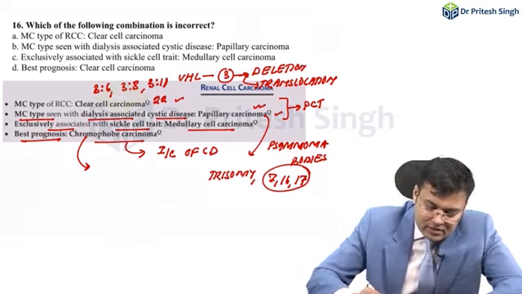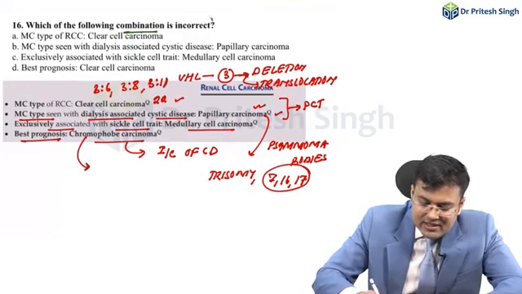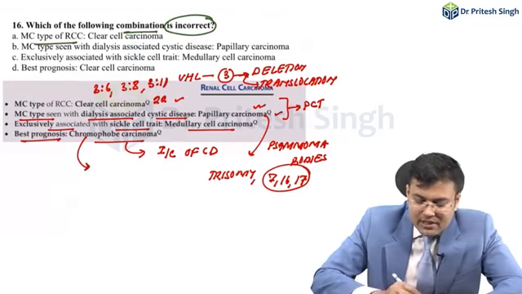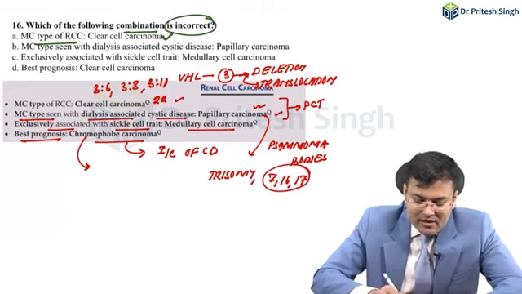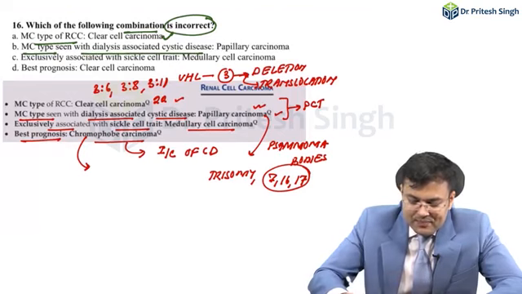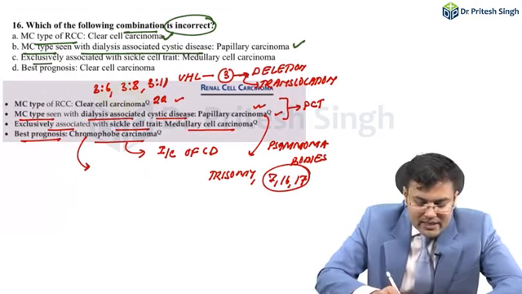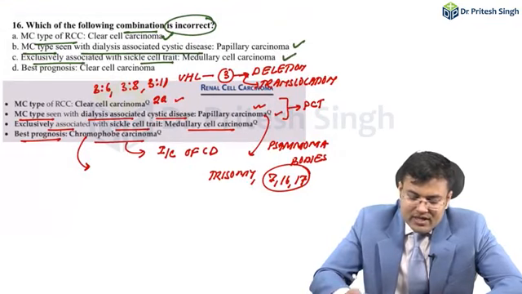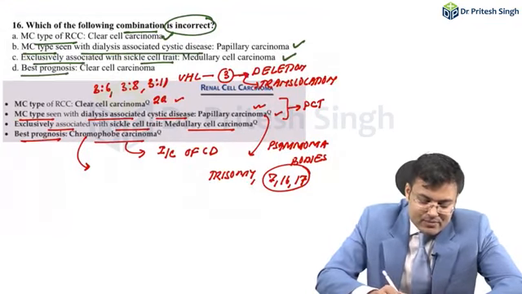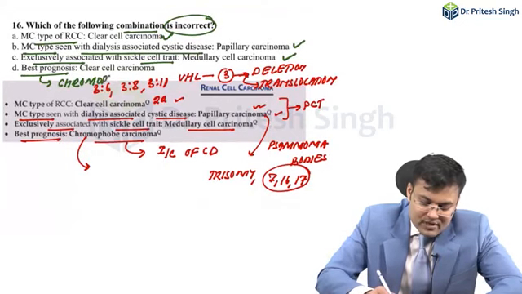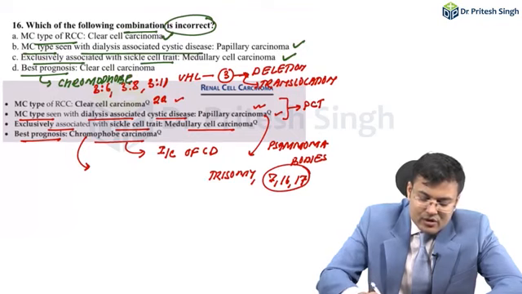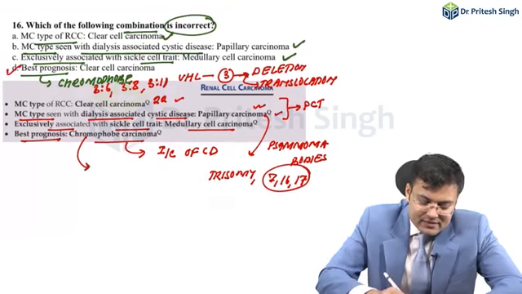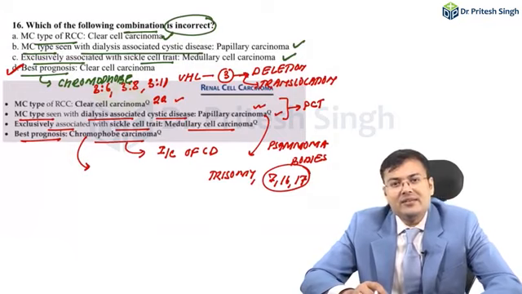Now see the question. Which of the following combination is incorrect? Most common type of RCC, clear cell carcinoma. Most common type seen with dialysis associated cystic disease, papillary carcinoma. Exclusively associated with sickle cell trait, medullary cell carcinoma, and the best prognosis is seen in chromophobe. So the correct answer for this question is D.